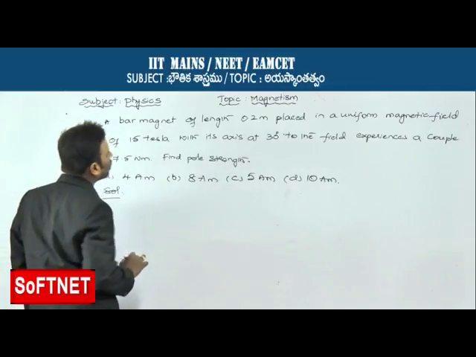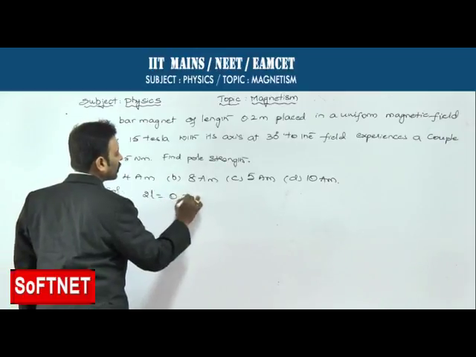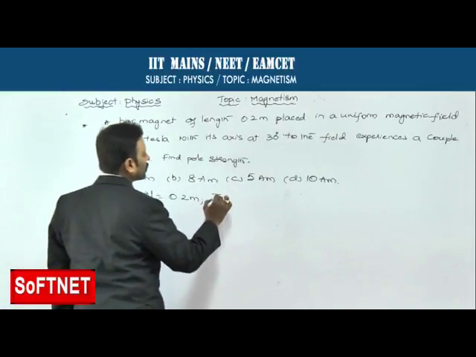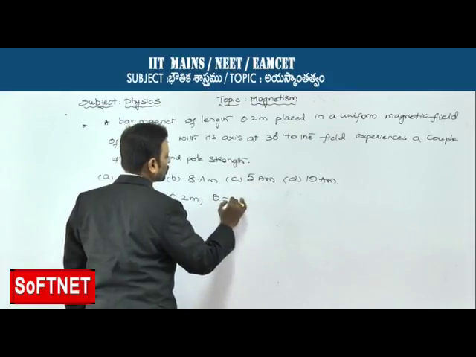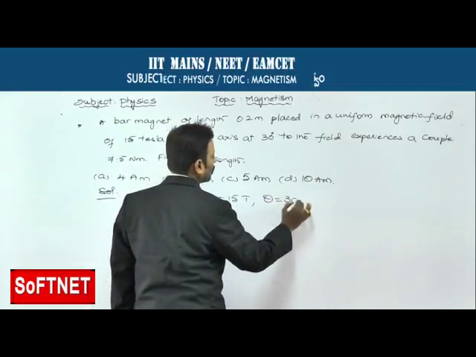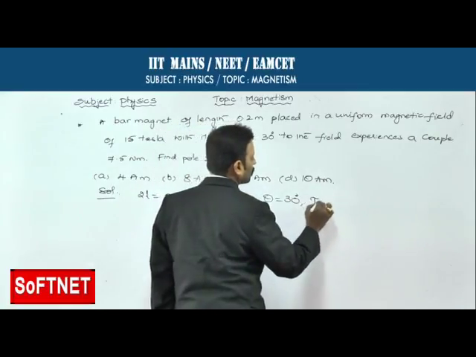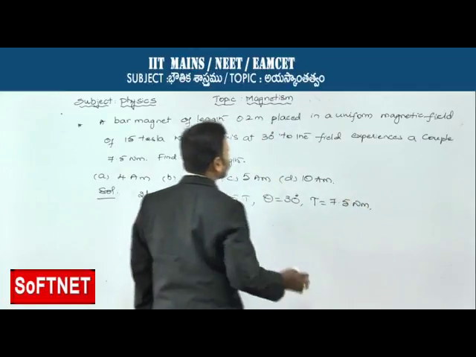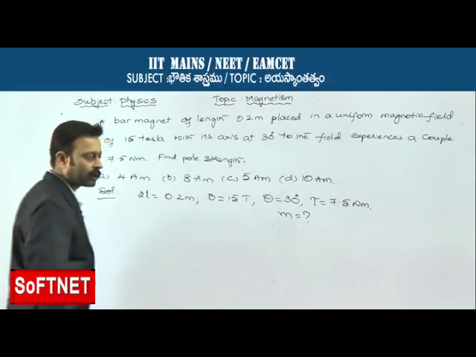According to the given data, the magnetic length of the magnet, that is 2L, is given as 0.2 meters. The magnetic field induction B is given as 15 Tesla, which is making an angle theta of 30 degrees, and the couple tau is also given as 7.5 Newton meter. You are asked to calculate small m, the pole strength of the magnet.